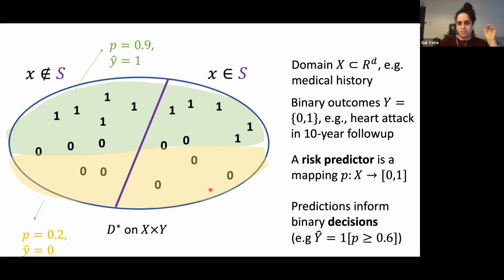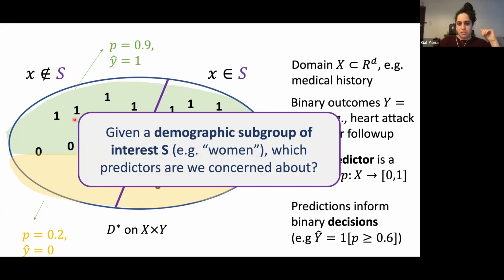And we're going to have some subgroup in mind, S. This is a subgroup that's defined in terms of the feature space. Specifically here, it gives us a partition into people inside S and people outside S. And the question I want to start with is, given this demographic group of interest, maybe women, which predictors are we concerned about in the context of this setup?